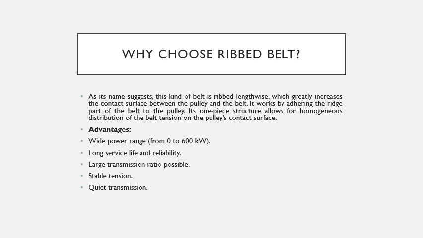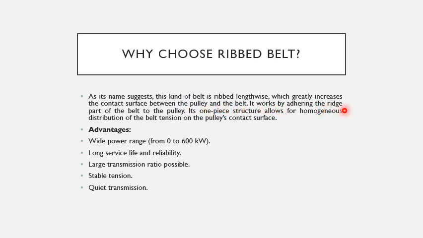So there's one more type which is called the rib belt. As the name suggests, this kind of belt is ribbed lengthwise. In the previous belt, there was a groove present in the width direction. In this type of belt, there is a groove present in the lengthwise direction, which greatly increases the contact surface between the pulley and the belt.